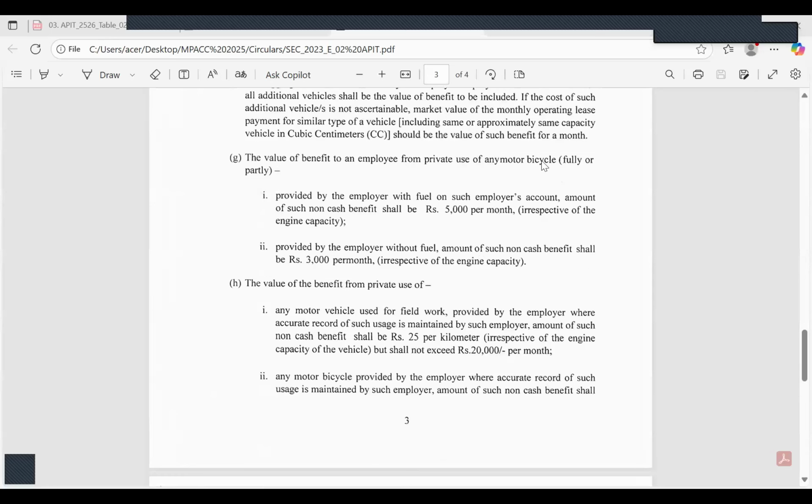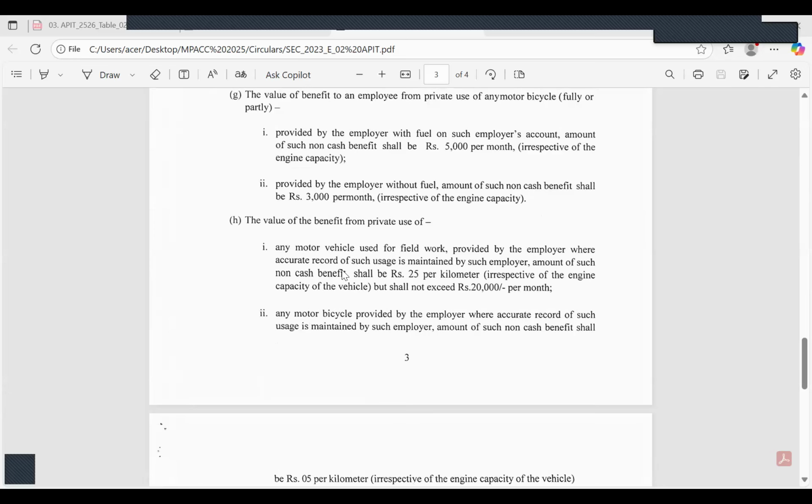Then this is for motorcycle. If that is a motorcycle and that motorcycle is used fully or partly for private use, at that time we have to consider 5,000 per month, irrespective of the engine capacity, as a non-cash benefit. And for fuel, that is 3,000 per month. So this is per month. If that person has been given motorcycle and fuel both, 5,000 plus 3,000 should be considered.